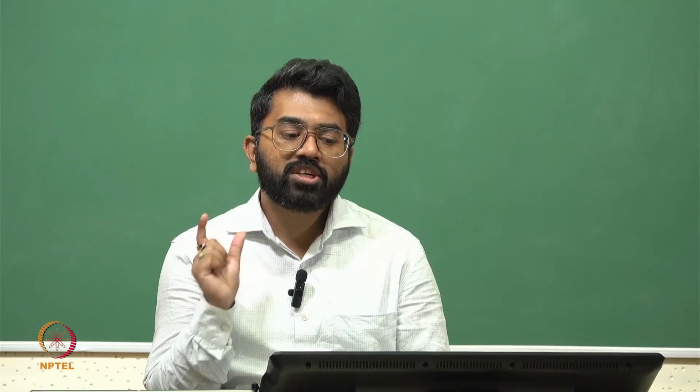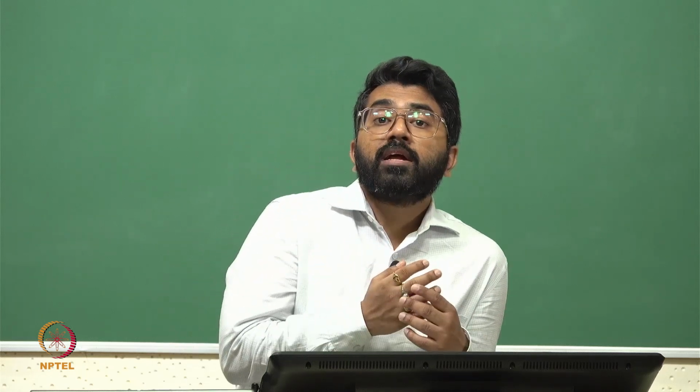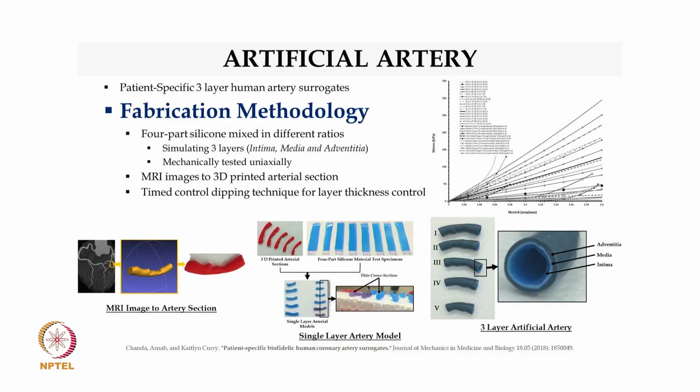So we wanted to develop patient specific artificial artery models before it goes for the stenting operation. A medical practitioner or a doctor is able to insert a stent within this model and test what should be the right stent size and stent type before doing the surgery. That is known as pre-surgical planning, as an overview, right? So this was the purpose behind creating the patient specific 3-layer human artery surrogates, or artificial arteries.